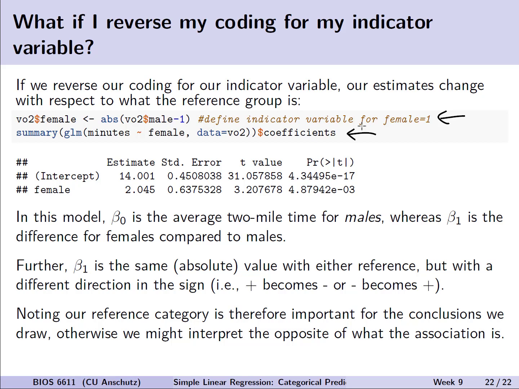So therefore, noting our reference category is important for the conclusions we draw. Otherwise, we may interpret the opposite of what the actual association is and make some inappropriate conclusions. And with that, we'll end this example of categorical predictor, and in the next lecture set, we'll look at how we can address if there is a violation of some of our assumptions in the model.